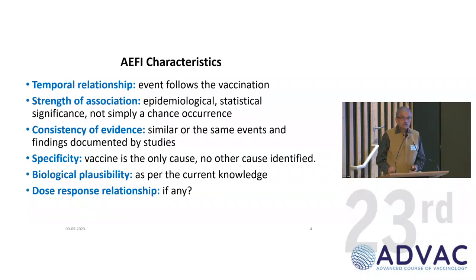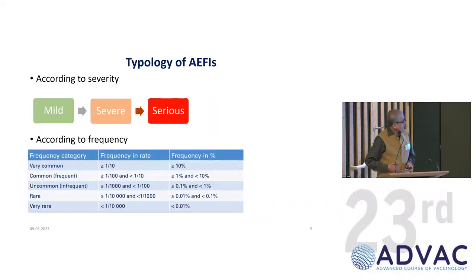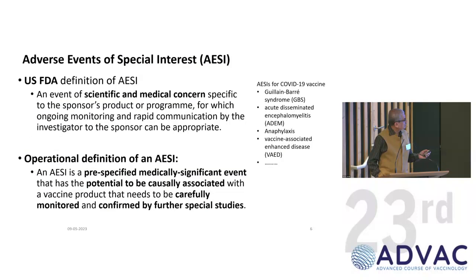So a lot of what we are going to discuss is these issues of biological plausibilities or the mechanism, and issues of dose response also. It is important whether sometimes or many times the reactogenicity may be more in the first one or in the second one, or the adverse event occurs. For example, myocarditis has been reported mostly with the second dose of mRNA vaccine. So those issues are important and we need to understand that. So this is just a revision. I'm sure you're all aware of the various types and the frequency with which they occur.